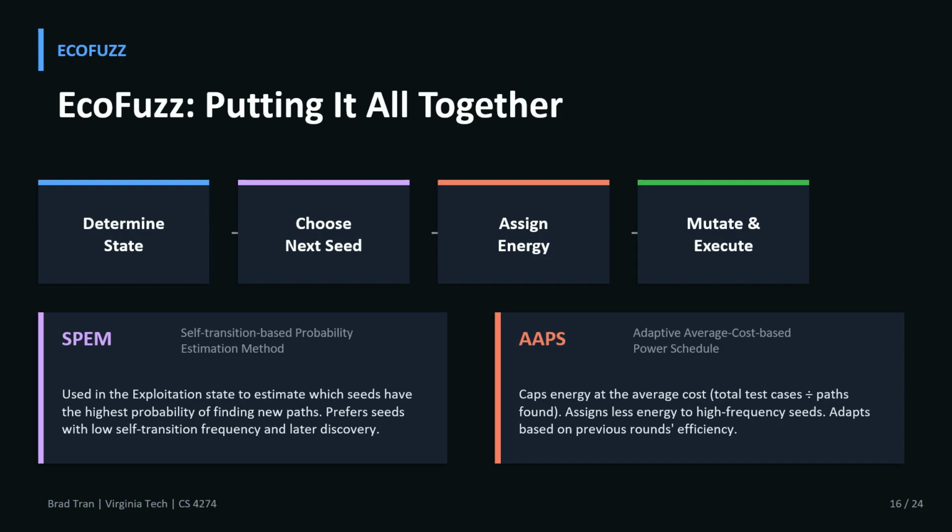One other important change is that EcoFuzz disables AFL's deterministic mutation strategies and removes the mechanism where AFL doubles energy when a new path is found. Both of these turn out to actually be counterproductive, as we'll see in the results. Let me walk through SPEM and AAPS individually.